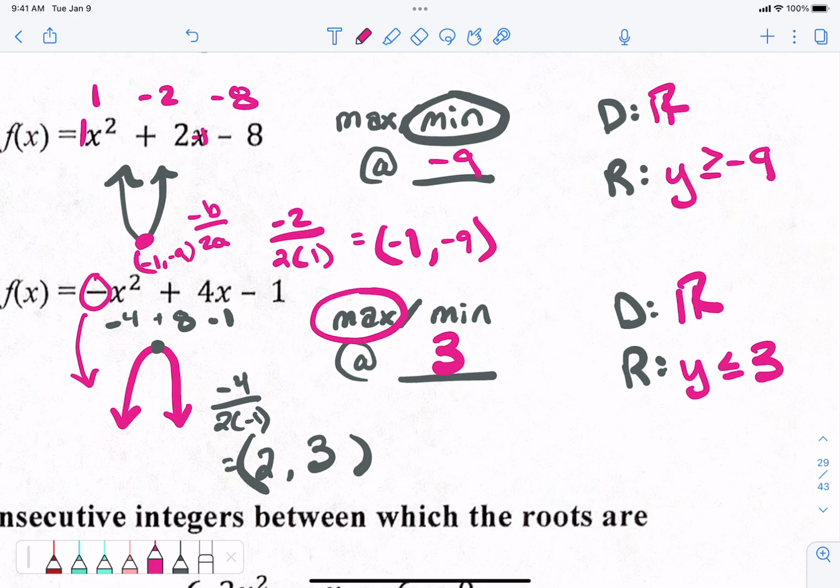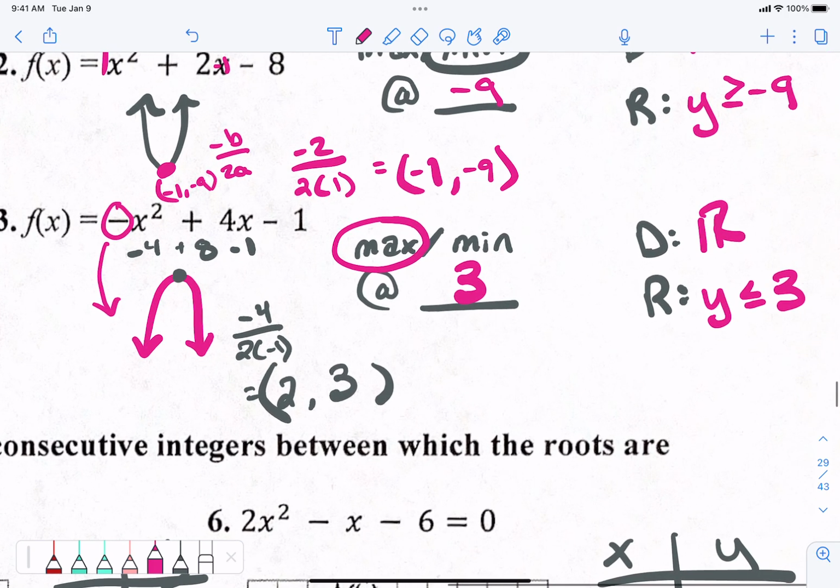Okay. Any questions about that? I kind of showed some of my work up there. 2, 3 is the vertex. So the maximum is at 3, yeah? Your range will always correspond to whatever your maximum and minimum is, by the way, if you didn't put that together already. Okay? Good?